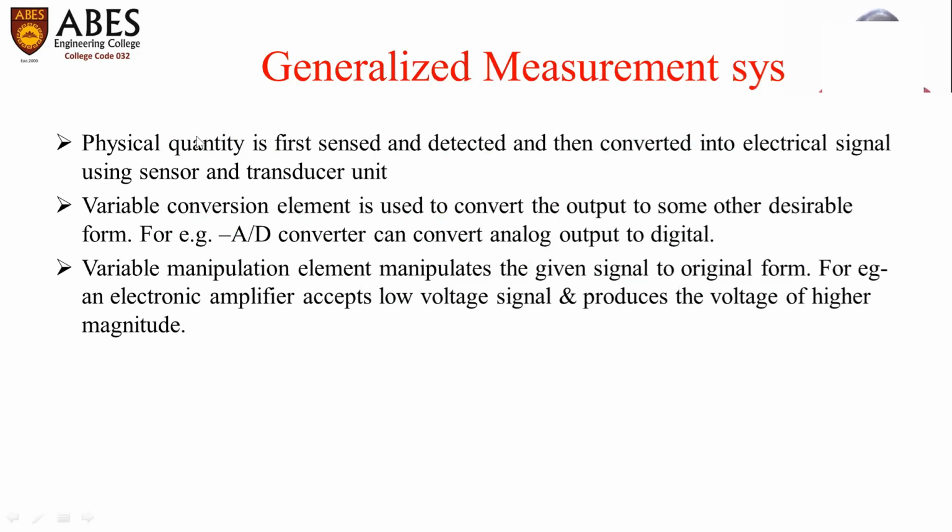So the generalized measurement system, again, is described stage wise. Physical quantities are first sensed and detected and then converted into electrical signal using the sensor transducer unit. Then the variable conversion element is used to convert the output to some other desirable form, like an A to D converter, which can be used for converting the analog output to digital. The variable manipulation element manipulates the given signal, like an electronic amplifier, which accepts the low voltage signal and produces the voltage of higher magnitude.